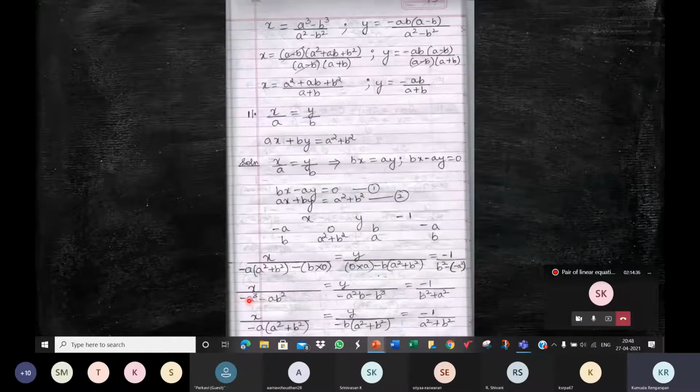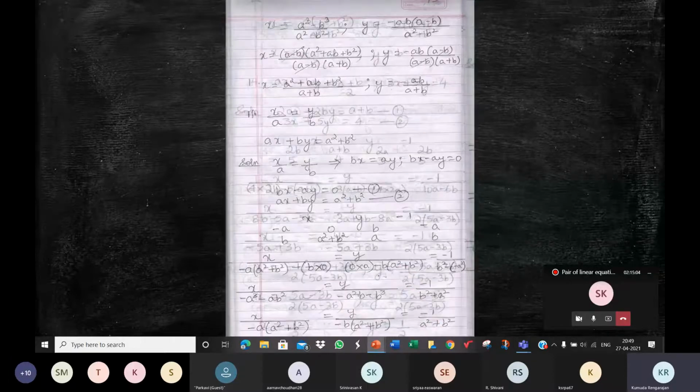See here, after simplifying, both the terms are negative, so we take out minus common, and between these two terms, a is common, so we bring it out. And here again, minus, and then between these two terms, b is common, bring it out. And here we just write it as a square plus b square. So now we have to equate this with this and this with this to find the values of x and y.